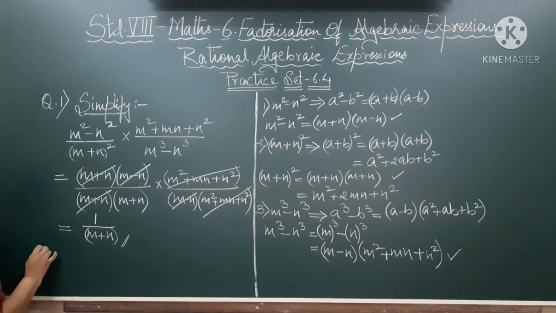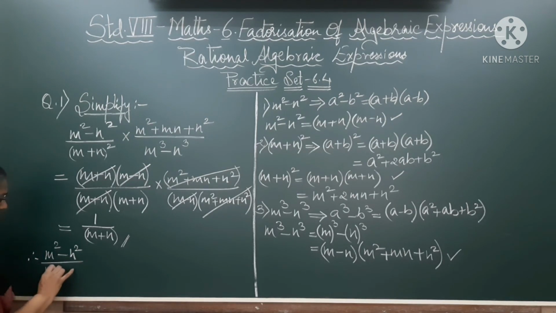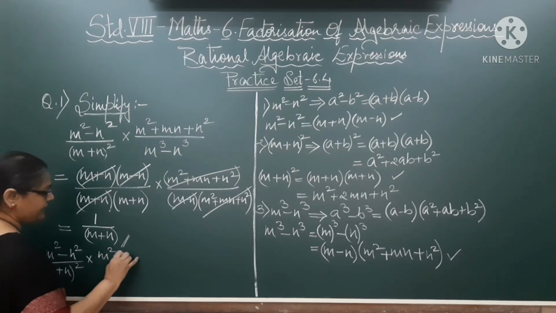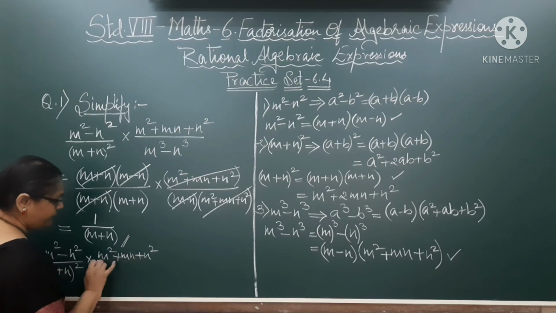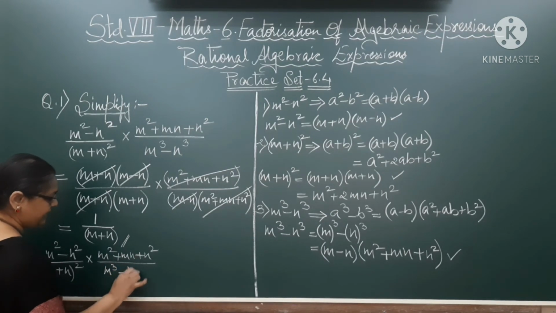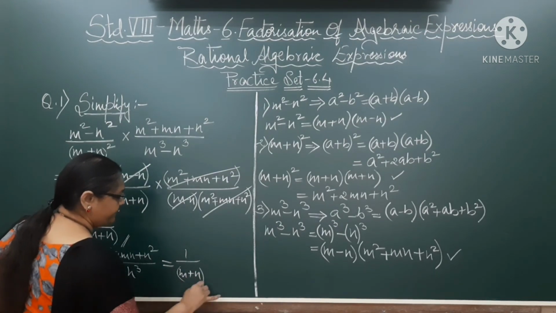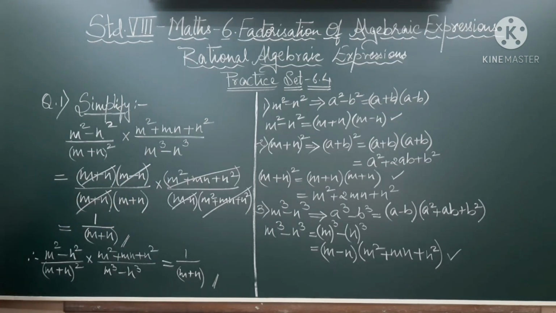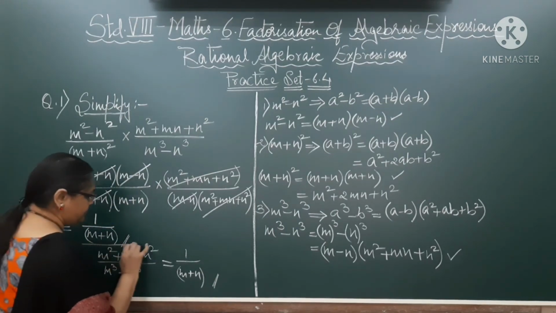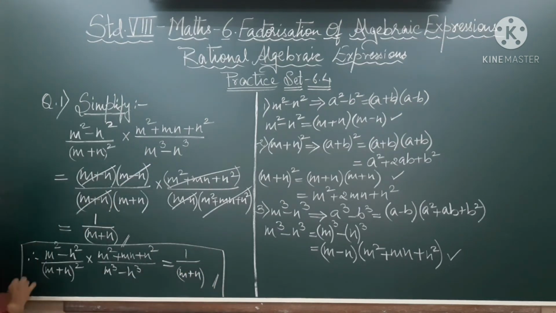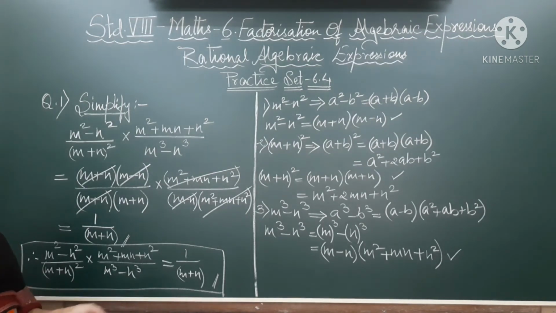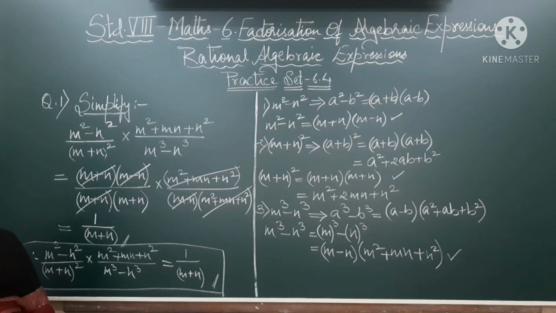So therefore I get m square minus n square upon m plus n whole square multiplied by m square plus mn plus n square upon m cube minus n cube is equal to 1 upon m plus n. So I have got the answer over here. I have simplified the first example of practice set 6.4. Thank you.